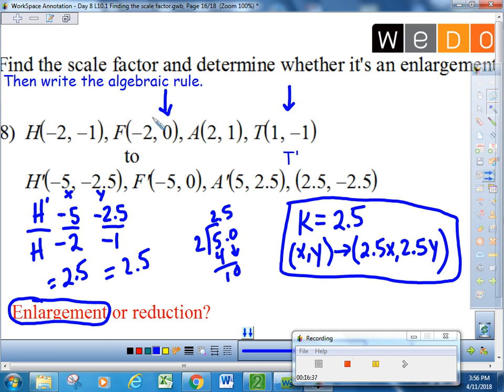So remember, if you're going to pick the vertex point F, then you got to pick another point because you need two different fractions to make sure your scale factor is the same. If you're going to pick something like T, where the absolute values of the numbers are the same, then you're going to have to pick another vertex point so that you can have two separate fractions.